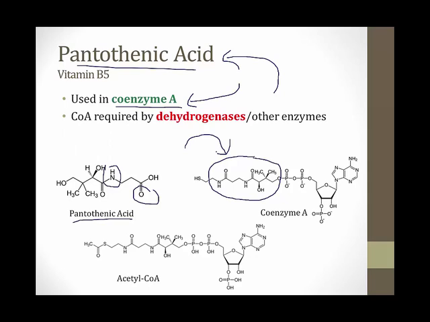You may know that coenzyme A is very important for the synthesis of acetyl-CoA. This is the structure of acetyl-CoA. It is coenzyme A with a group added to the end of the molecule. CoA is also required by the dehydrogenase enzymes, and it's also required by several other enzymes.